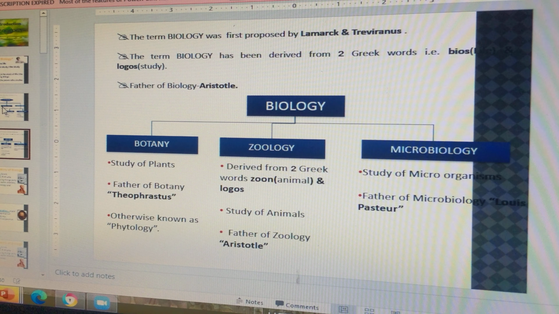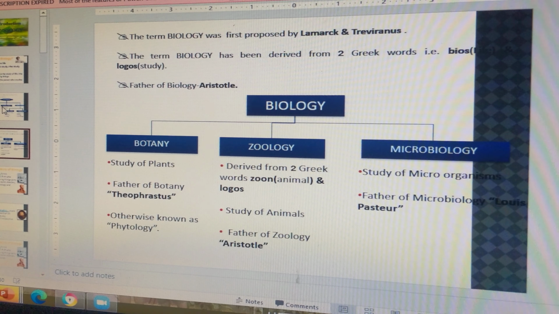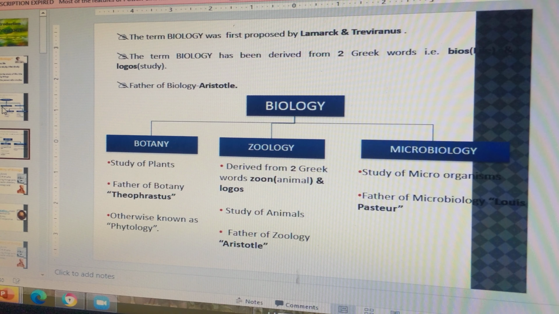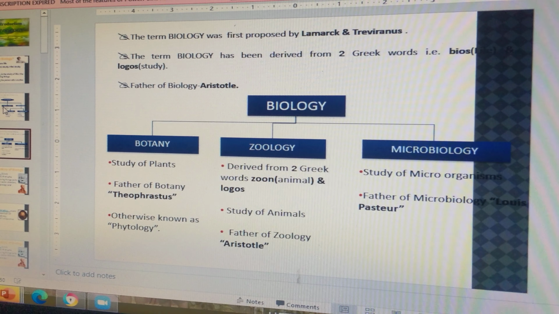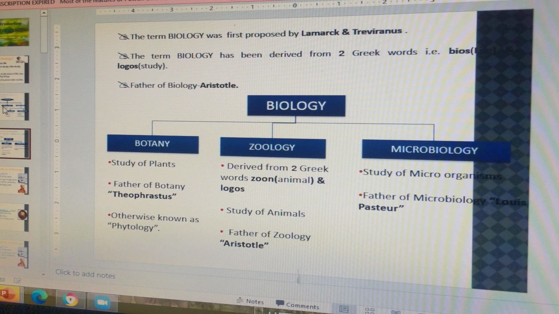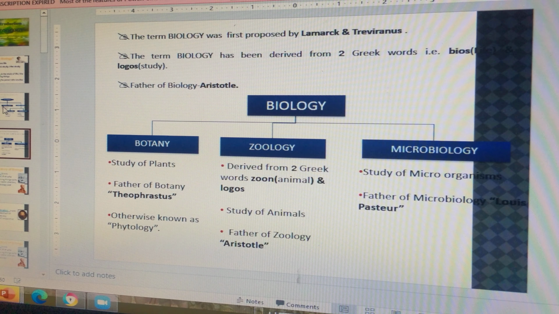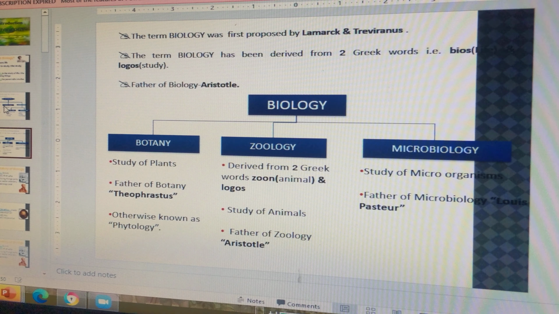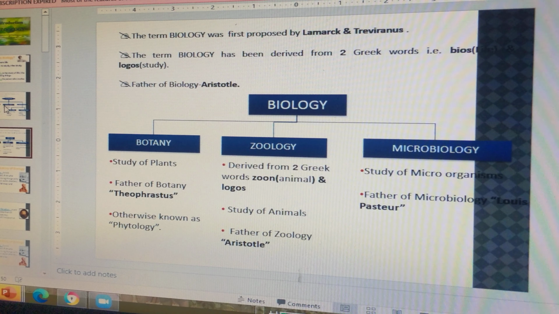So, the term biology was first proposed by Lamarck and Treviranus. The term biology has been derived from the Greek word bio, meaning life, and logos, meaning study. And who is the father of biology? Si Aristotle. Okay, bakit nga ba si Aristotle? Okay, later we will find out why. So, again, for the father of botany, we have Theophrastus. Okay, and then we have the zoology. Also, ang father of zoology is also Aristotle. And then we have the microbiology. Ang father naman yan, father of microbiology is Louis Pasteur. So why nga ba? Okay, bakit?